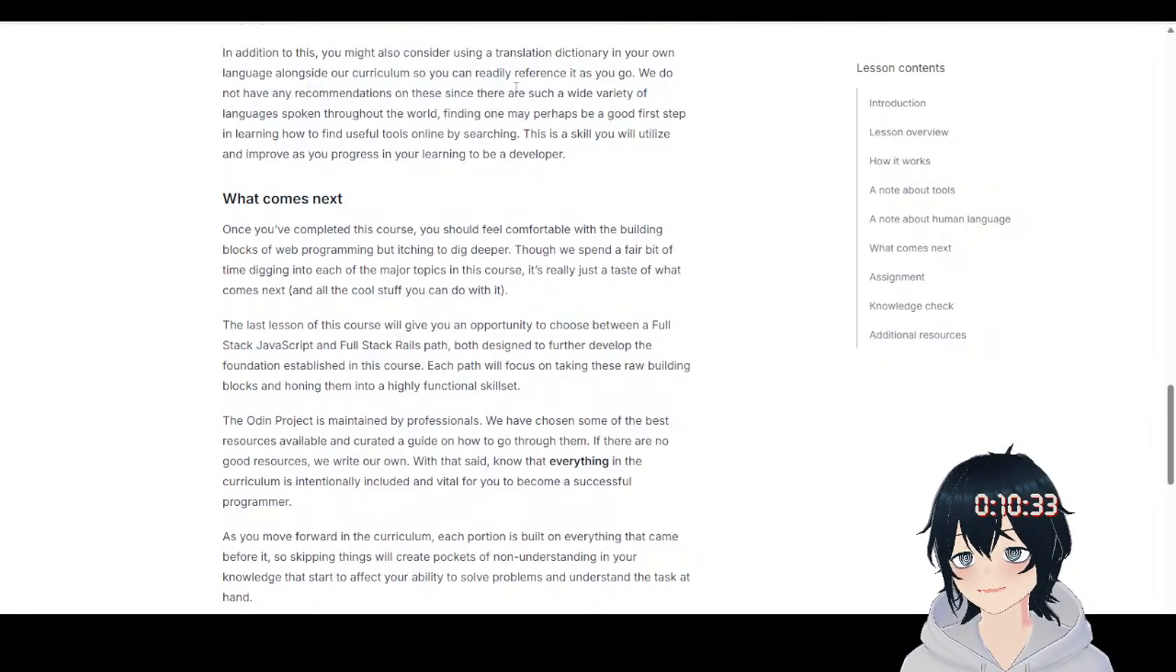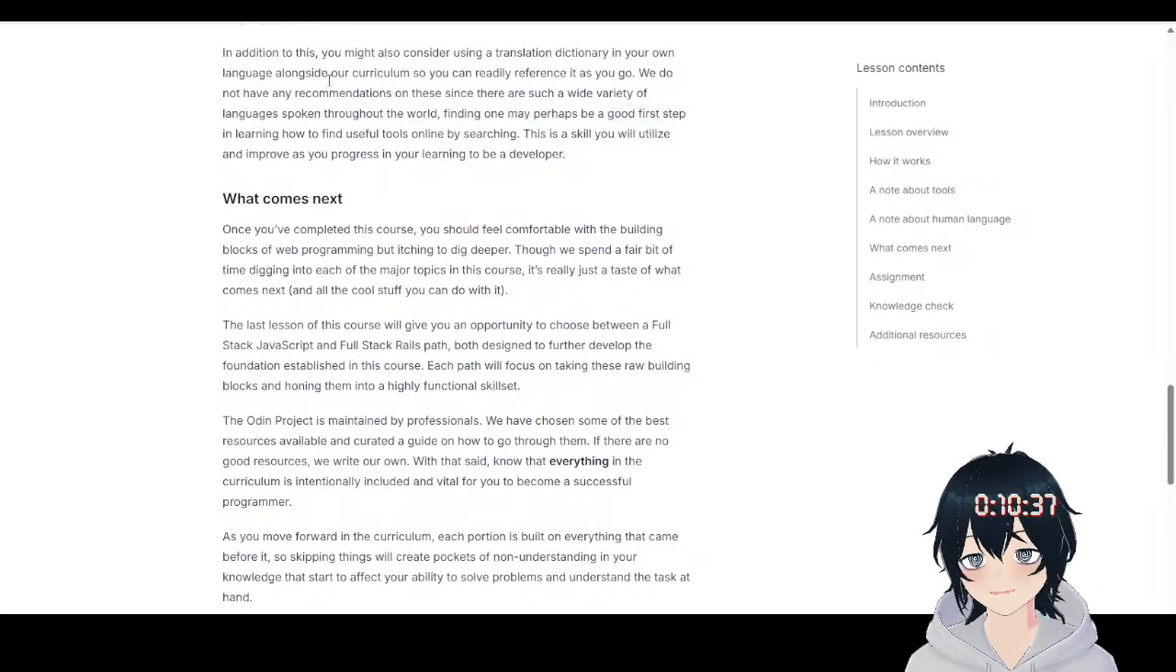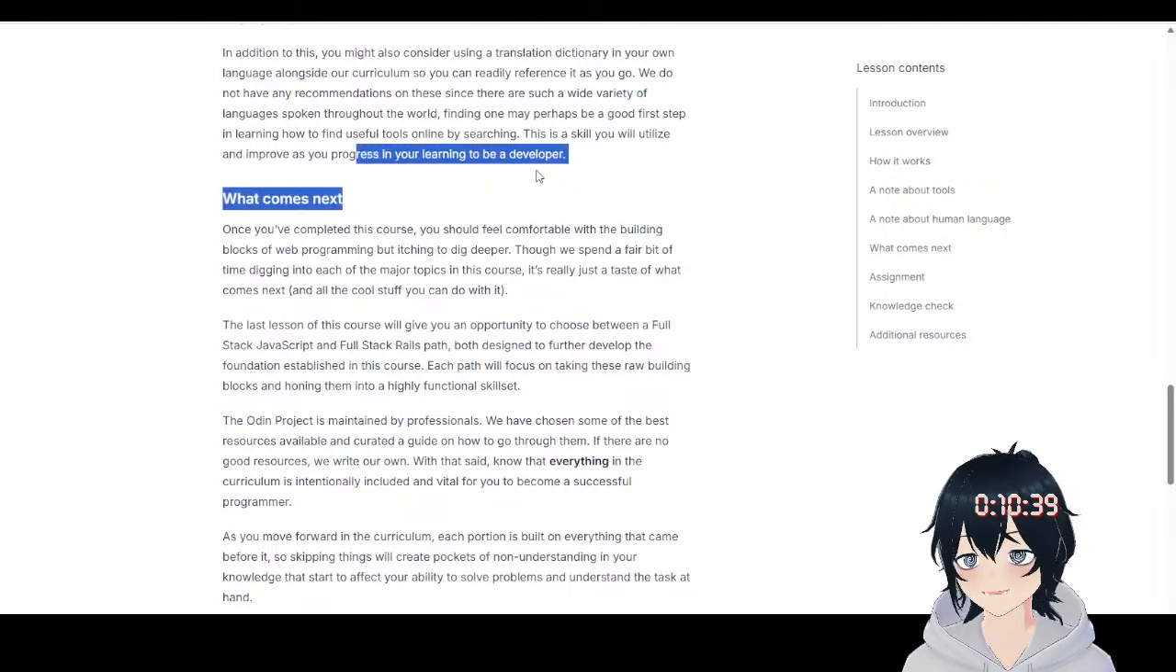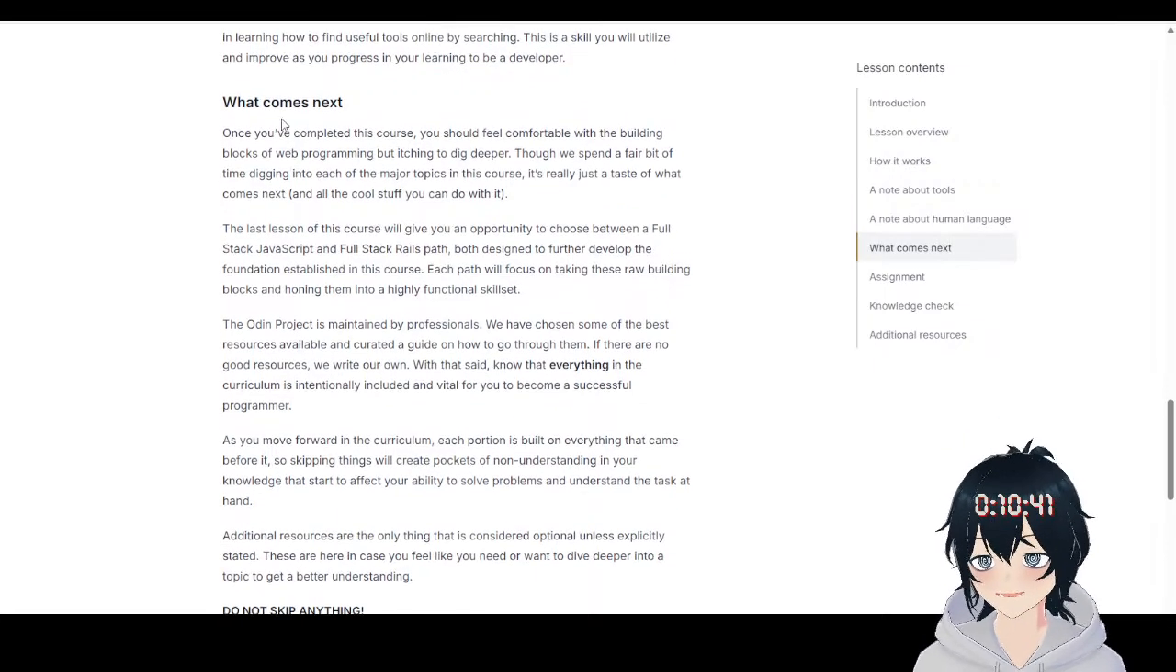There are not very many recommendations. They have a wide variety of languages. Both have a very good chance of learning how students should improve. What comes next?